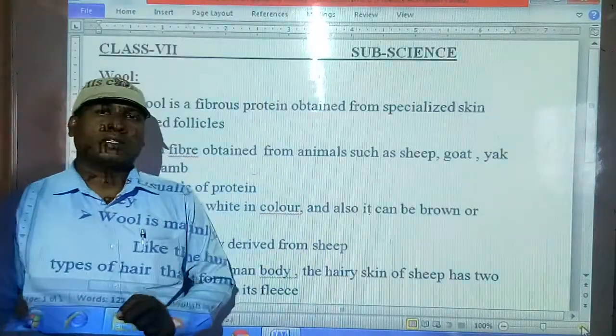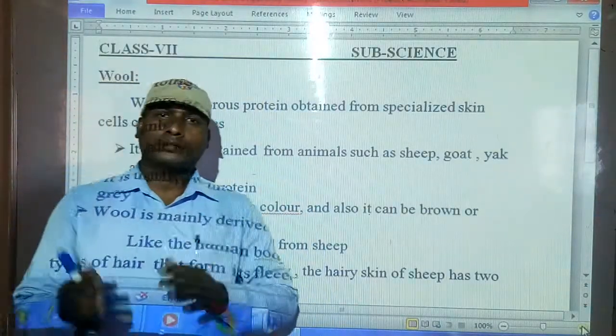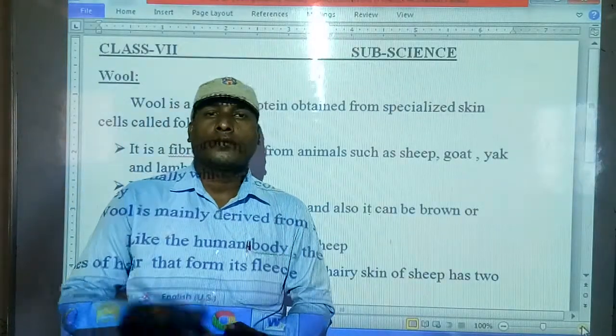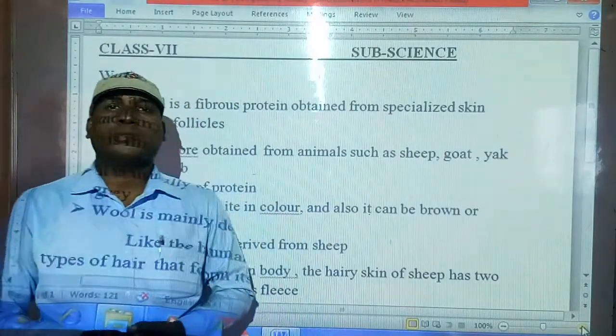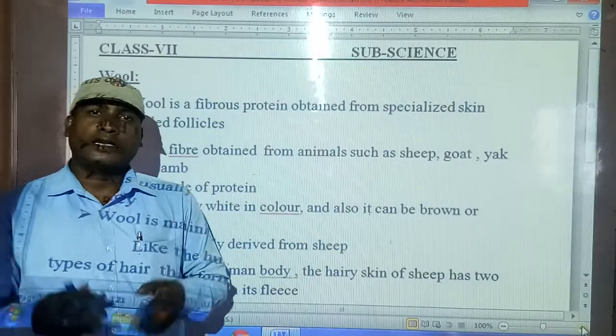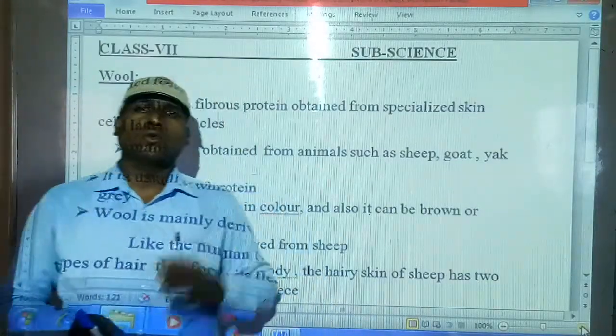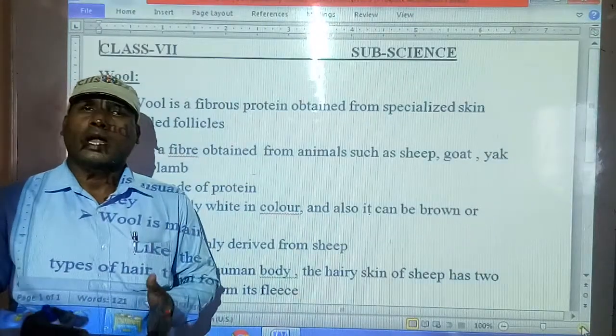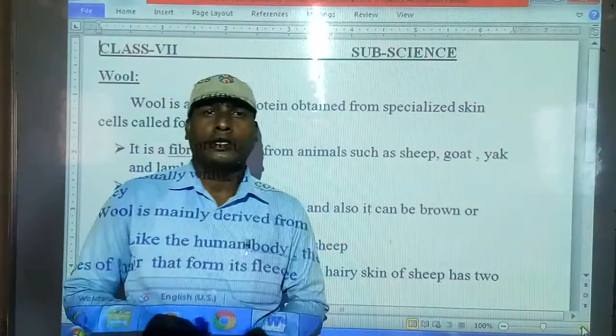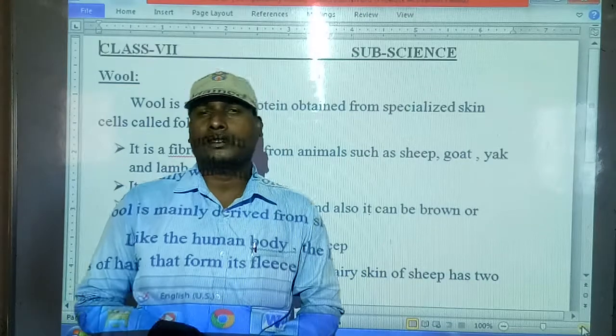Students, generally what are the animal fibers? Which fibers are obtained from the animals? For example, wool and silk. So today we are going to discuss how wool is produced and what wool is. So let us discuss what wool is.